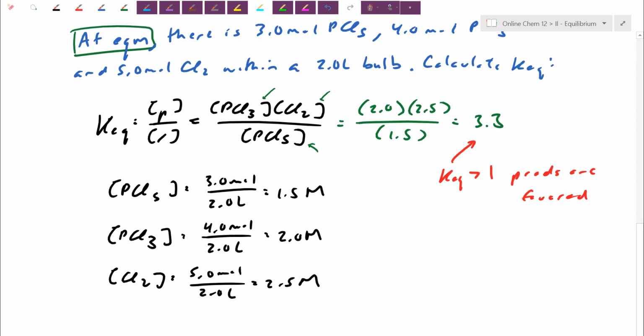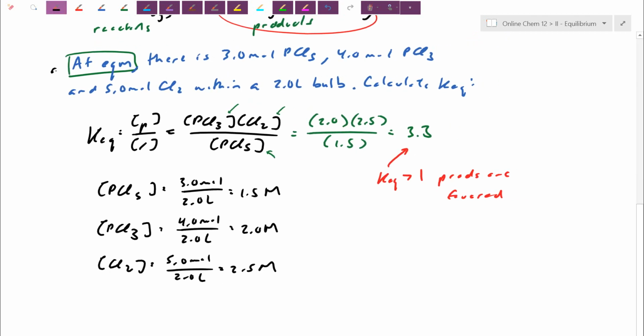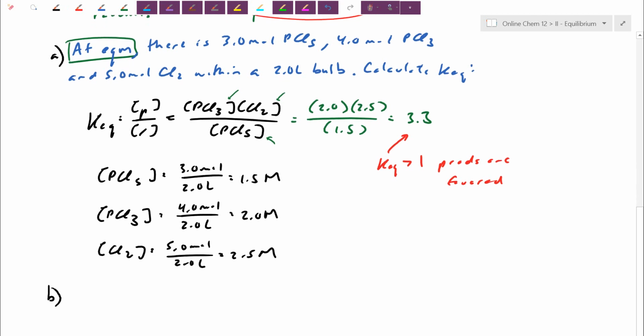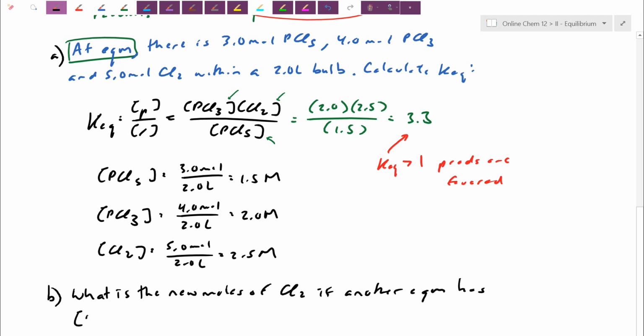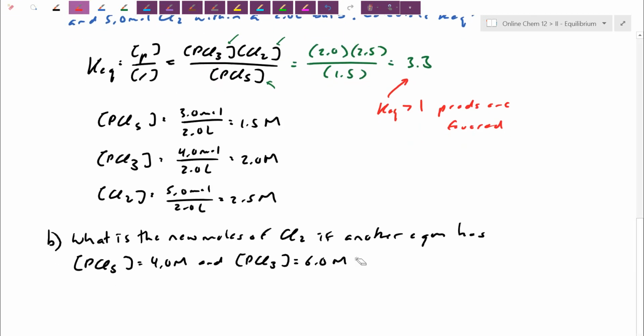What if, part B of the question, what if I have another situation? So let's say part A, part B. What is the new moles of CO2 if another equilibrium, so different from earlier, has PCl5, let's change that to 4 molar, and PCl3, earlier was 2 molar, so let's make it 6 molar. Okay?